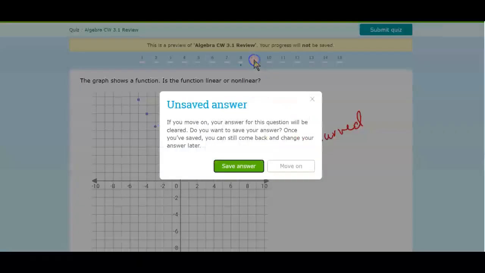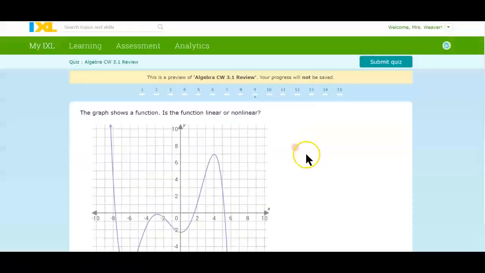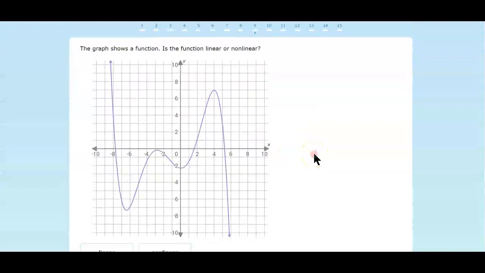Number 9. Is this linear or nonlinear? Everybody say it out loud. Go. Did they say it? If not, make them say it.